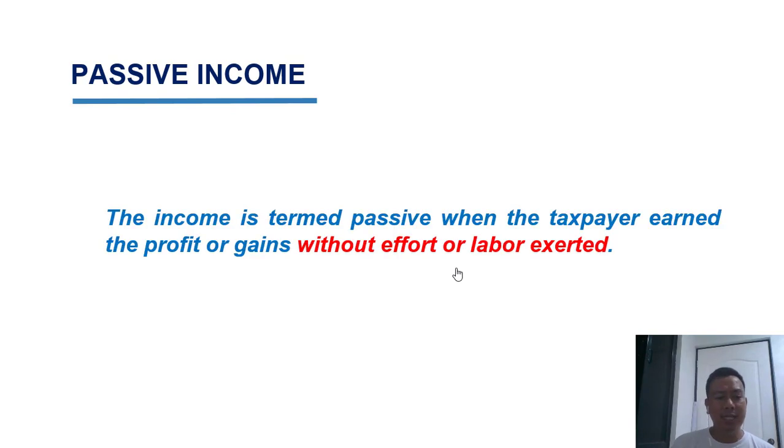Next, we have the passive income. Okay? Ang passive income naman is termed when the taxpayer earned the profit or gains without effort or labor exerted. Ito daw yung mga income na paupo-upo ka lang pero kumikita ka. Halimbawa, yung pera nyo, nilagay nyo sa bangko. Don't you think mag-earn yun ng interest? Siyempre, kahit paano kikita yon. That is an example of the passive income. So, marami pang uri ng passive income, at iisa-isahin din natin yan.